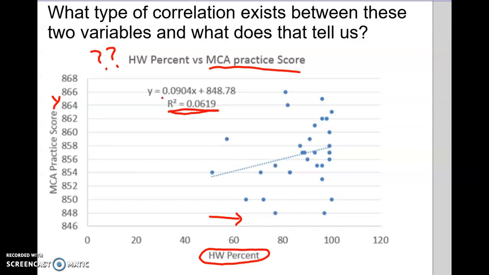Also notice that the slope of this line isn't very great, so that means as you do a little bit more homework, like the bottom number would say 1% more in homework, then your actual MCA score does not go up that much, right? So again, this is all telling us that there's not a strong relationship between two variables, and so increasing homework percent really didn't help for how well my students did on the MCA score, right?